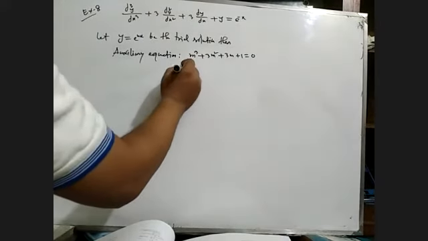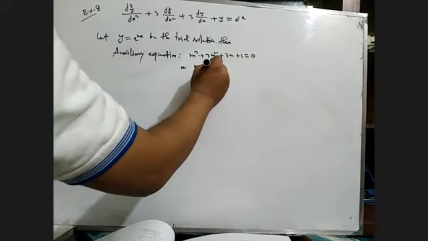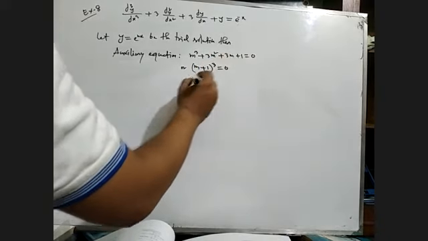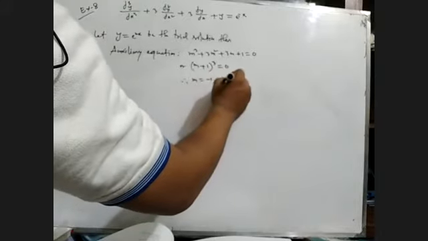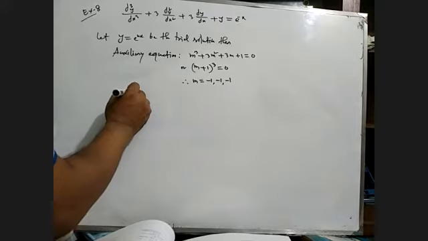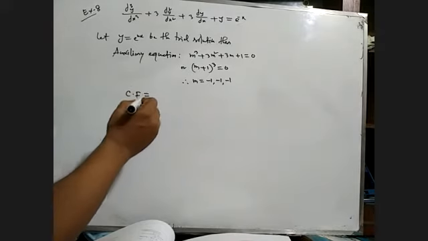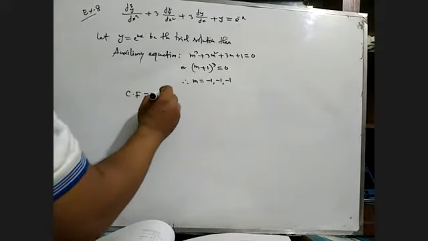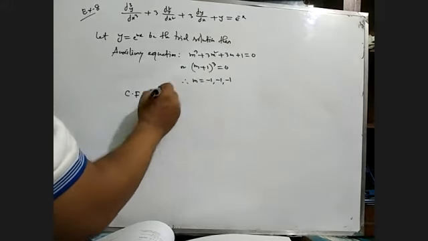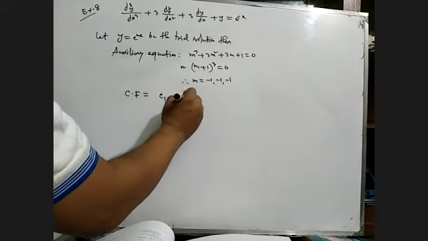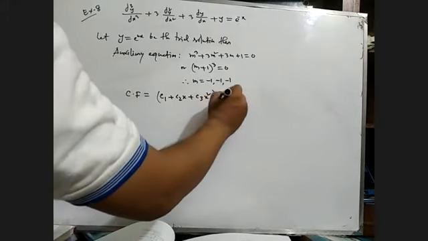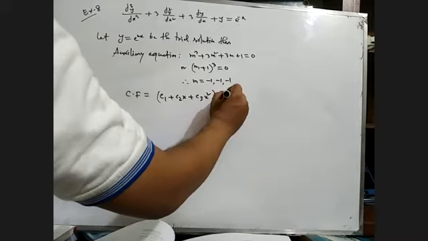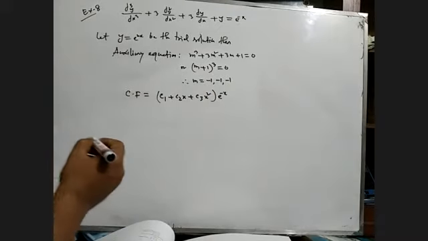So actually this is the formula of what? m plus 1 whole cube equals 0. Therefore m equals minus 1, minus 1, minus 1. That means 3 repeated roots. Okay. So what will be the complementary function? Since there are 3 repeated roots, c1 plus c2 x plus c3 x square, e to the power mx. M means what? Minus 1x. Okay. This is the complementary function.